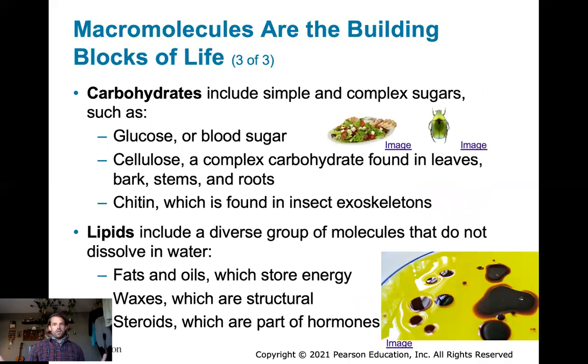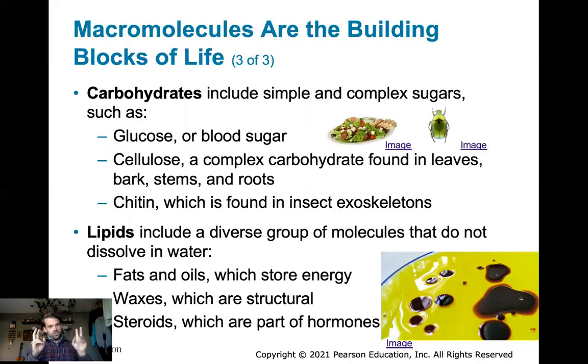Other macromolecules that are important building blocks include carbohydrates, which are things like glucose, for example, in the bread that you might eat at a meal. So the sugars that are there, the carbs that you're eating. Cellulose, which plants make, is a type of carbohydrate. And chitin, which makes up insect bodies. And these are all carbohydrates.